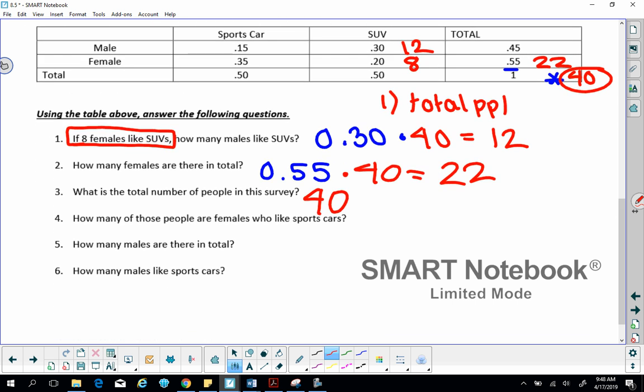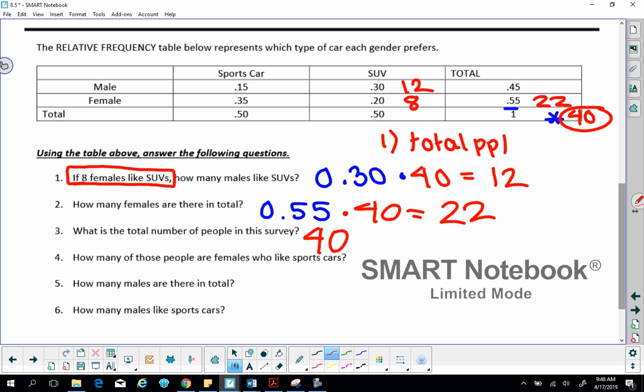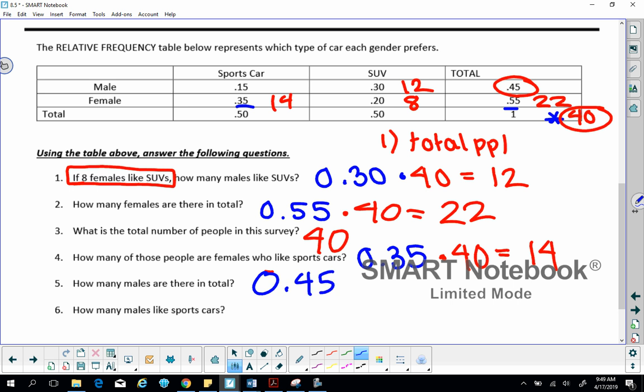Cool. How many people are females who like sports cars? Which decimal is that? 0.15, right? Or, sorry, 0.35. And then what are we always multiplying it by? 40. So always by your total. What do you end up getting? 14. How many males are there total? 45. And what are we going to do with that number? Multiply by the total. So you get the gist of what we're doing.